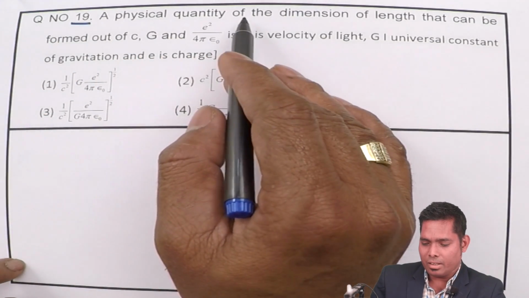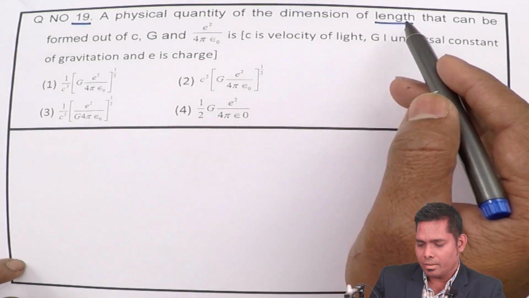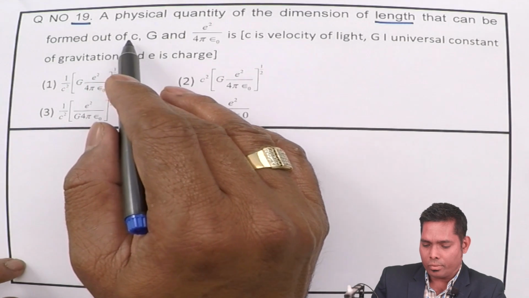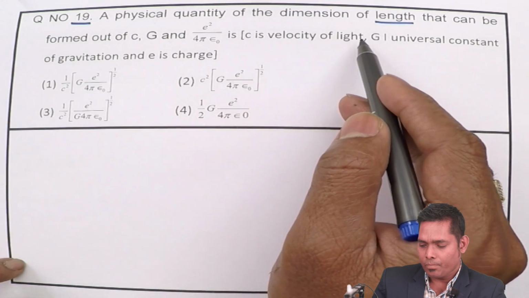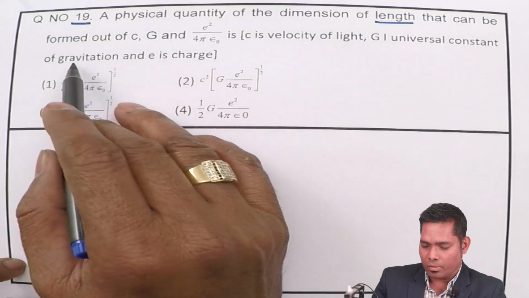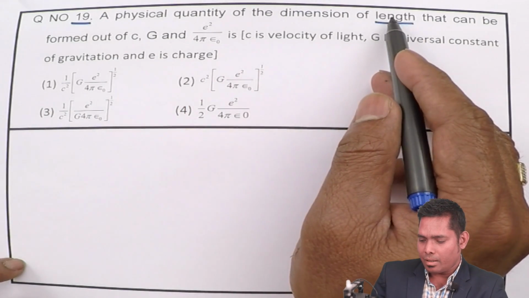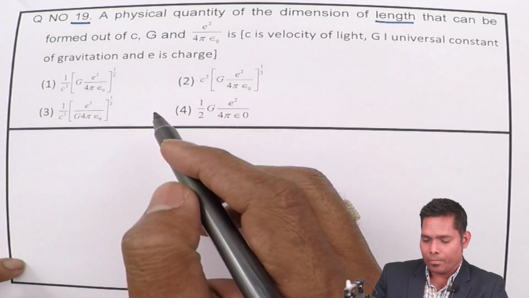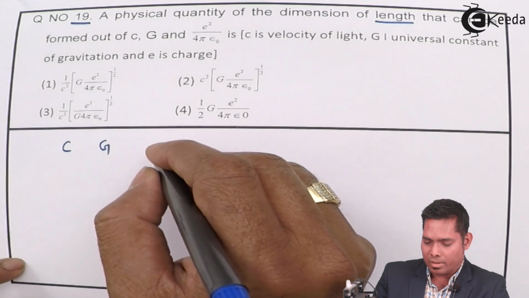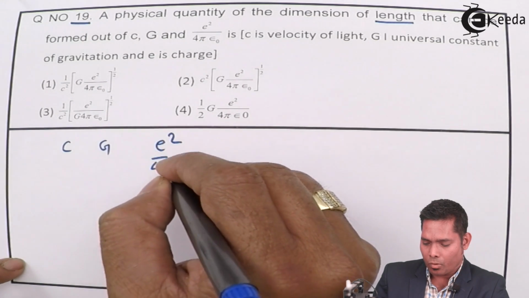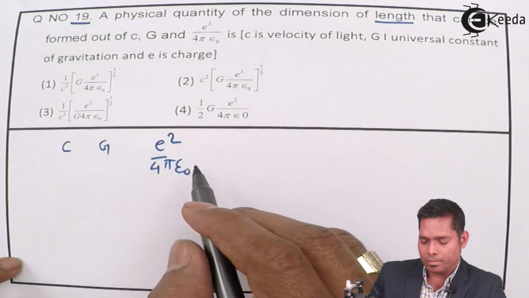A physical quantity of the dimension of length that can be formed out of c, G and e. C is the velocity of light, G is the universal constant of gravitation and e is the charge. So you have to write L in the form of these three quantities. First of all, c is the speed of light, G is the universal gravitational constant and e square upon 4 pi epsilon naught. I call this symbol as a representation.